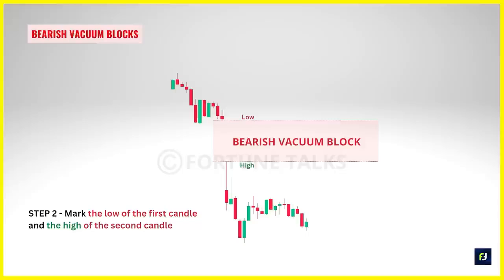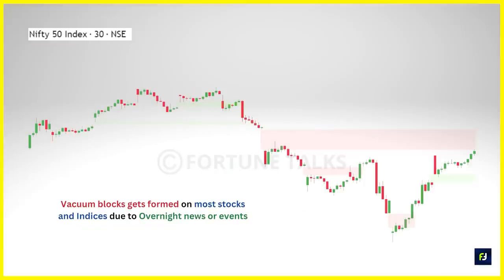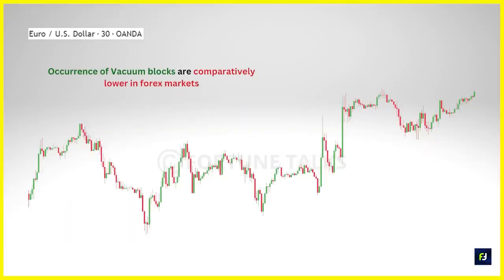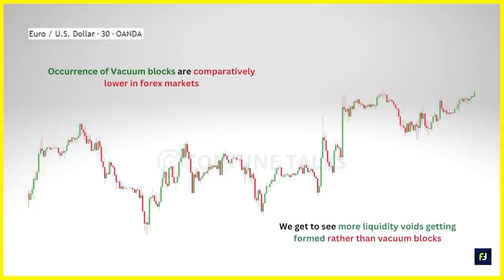These gaps are formed due to liquidity vacuum, which is directly related to any events. You can see these sorts of gaps forming every now and then in our Indian indices, which is primarily due to overnight sentiments following some global or domestic events or news. Occurrence of such vacuum blocks is comparatively rare in forex markets because these markets function almost 24/7, so every news is factored in. Due to this, we might see a lot more liquidity voids getting formed rather than vacuum blocks in forex markets.